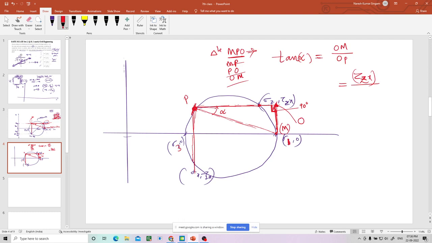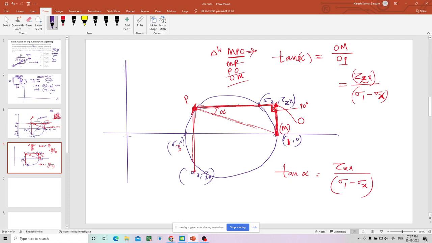Sigma 1 minus sigma x, right? See, I want this OP from here to here. If you see, this is sigma 1 vertically down and this one is sigma x. So if you deduct sigma x from sigma 1, you will get this. So I am rewriting again, tan alpha equal to tau zx by sigma 1 minus sigma x.